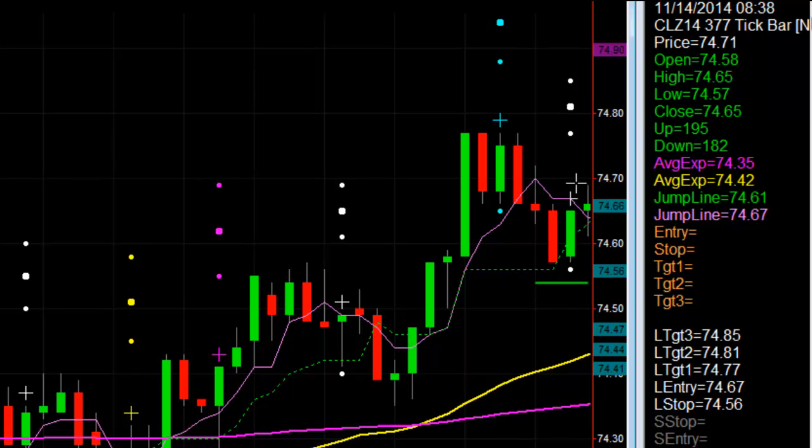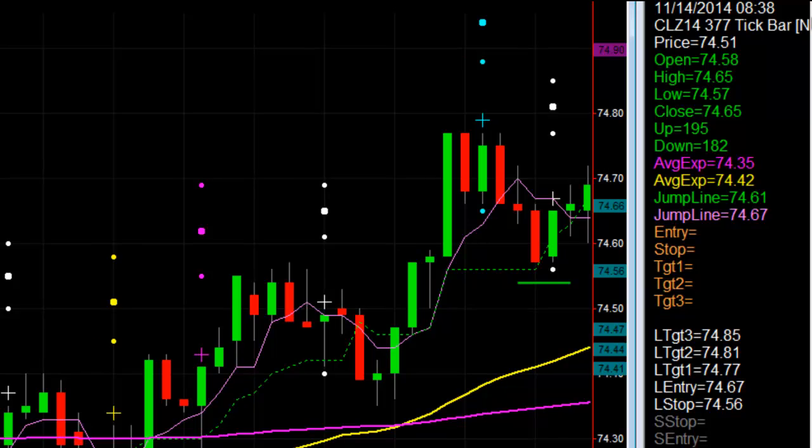Let's look at the entry. The entry is at 74.67. We don't need to make an adjustment. But if that entry was at 74.69, then we would adjust it to 74.71. You see? So we have to keep an eye on this trade. It's still 12 minutes before our start time, but we have to make sure we understand where we're going to be placing our stop. Okay?